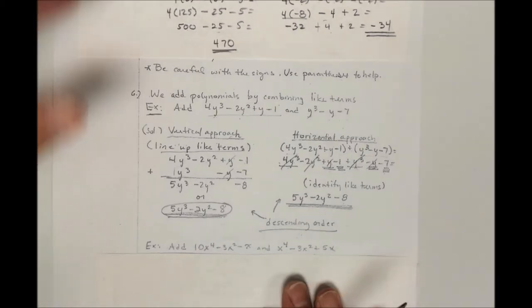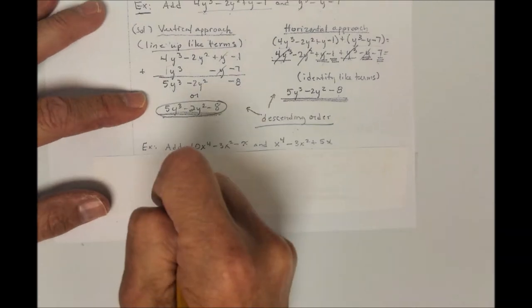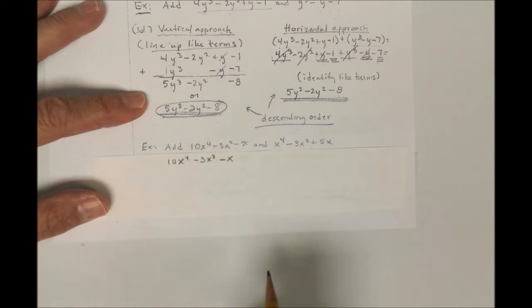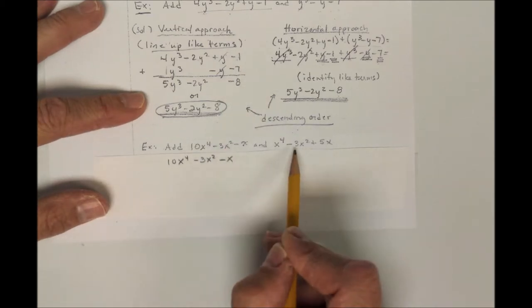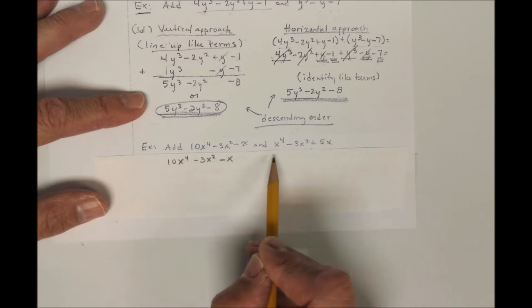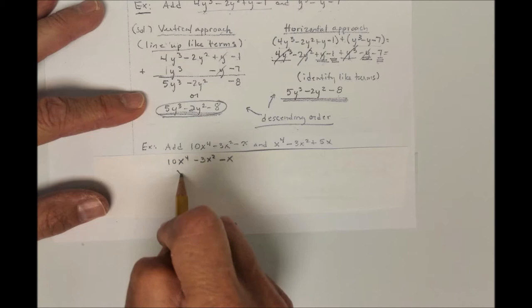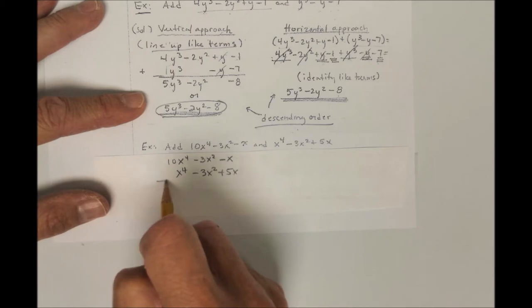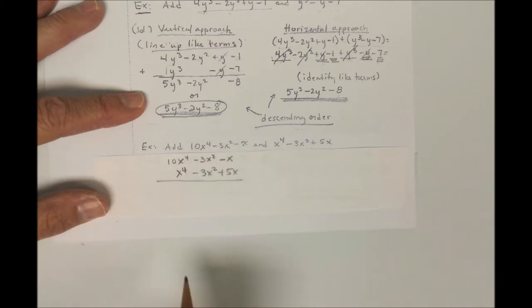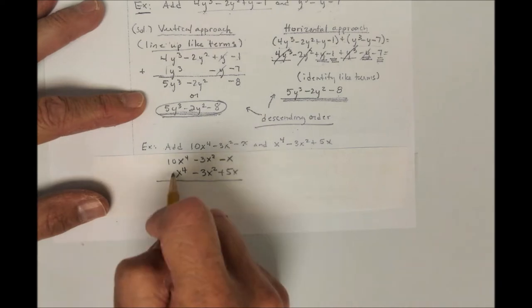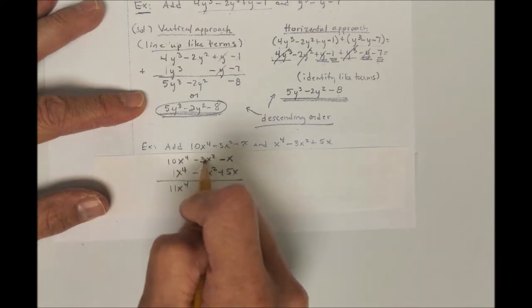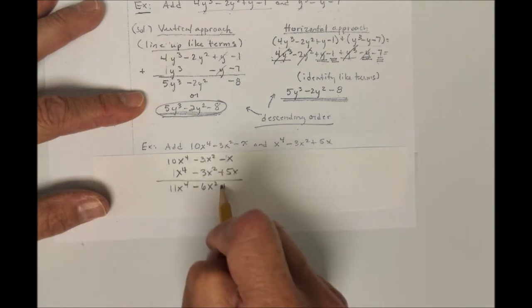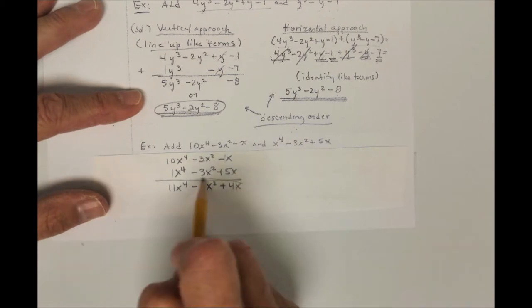Okay, so I'm going to do that in this example. I'm going to write 10x to the 4th minus 3x to the 2nd minus x. And I have like terms here. What I'm going to do is line them up vertically just to show you one example from start to finish. So that'd be x to the 4th minus 3x to the second plus 5x. And as it turns out, this one was really nice because all the terms matched up degree-wise. So now I just go ahead and combine. That's like a 1. I have 11x to the fourth. A minus 3 and a minus 3 is a minus 6x squared. This is like a negative 1 and a plus 5, so plus 4x. And that's my simplified answer, my sum.